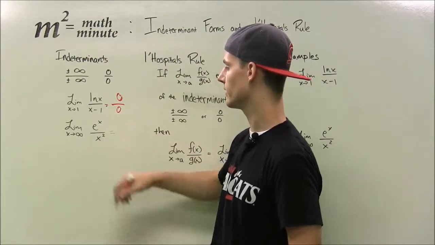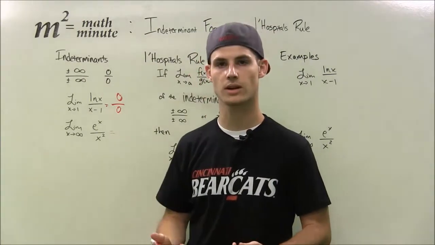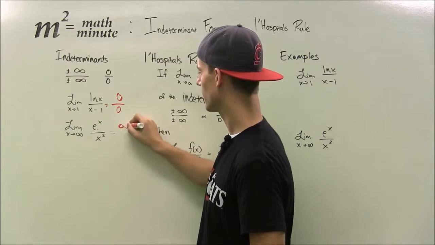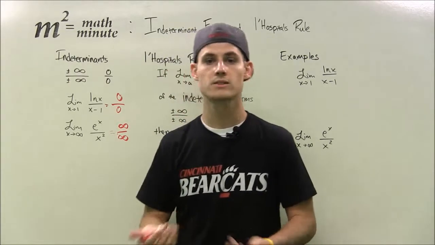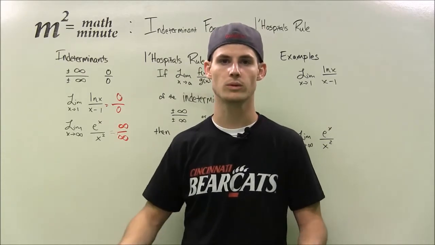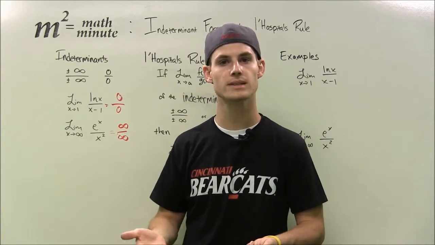So similarly, if we have the limit as x approaches infinity of e to the x over x squared, once again we're going to get an indeterminate form. In this case, it's infinity over infinity. So we see these limits a lot, but what do we do? Do we just stop? Well, there's actually something that's very helpful, and it's called L'Hopital's rule.